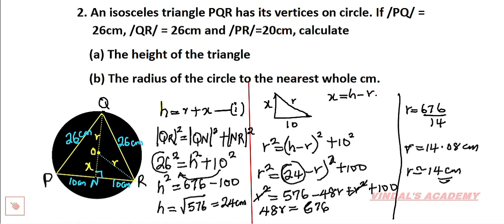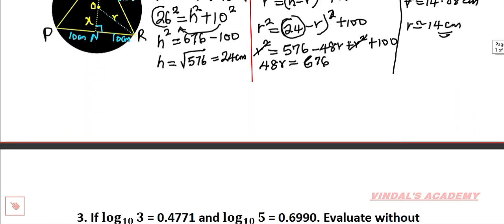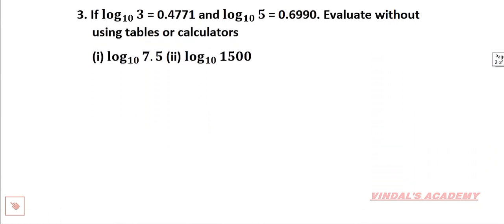We are moving to the next part. Number 3: if log 3 base 10 is 0.4771 and log 5 base 10 is 0.6990, evaluate without using table or calculator log 7.5 and log 1500.